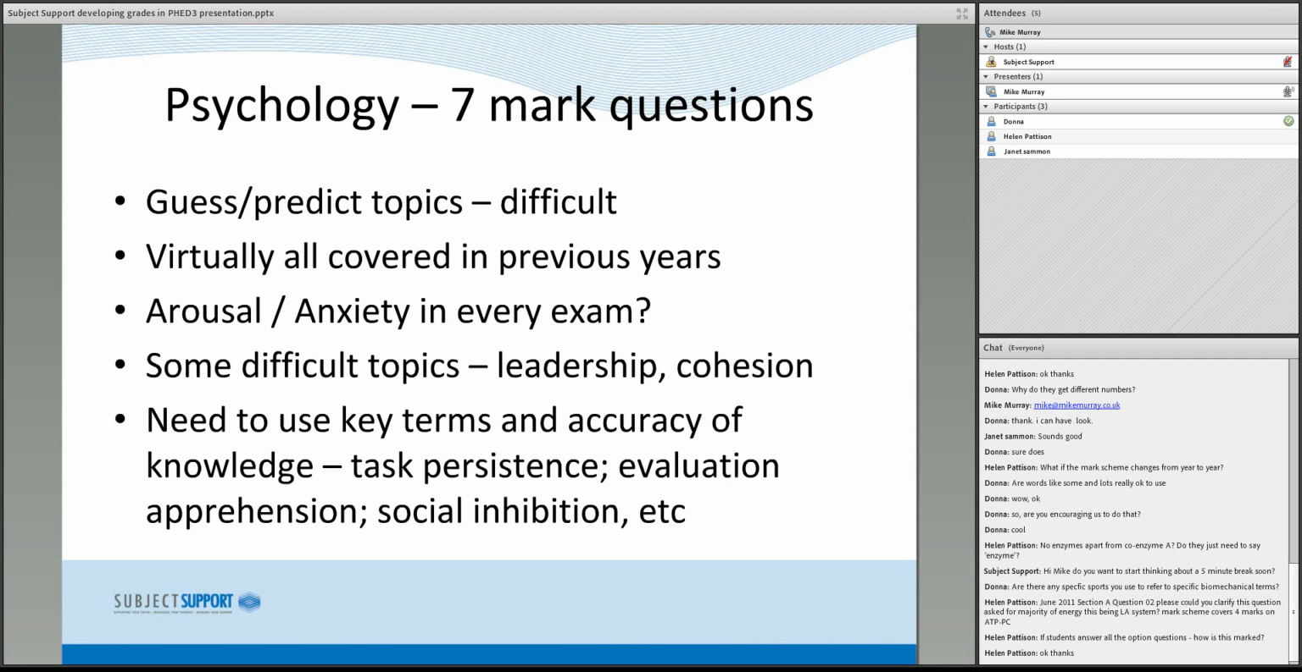It underpins nearly everything. I think there are some difficult topics that students find difficult to answer on leadership and cohesion. I think they're just a bit overgeneralized. Again, linked into this slide, if you're making notes, I've included some arousal worksheets, interactive worksheets, so the students have to answer the questions as they go through the worksheet. So that's in the Dropbox as well.